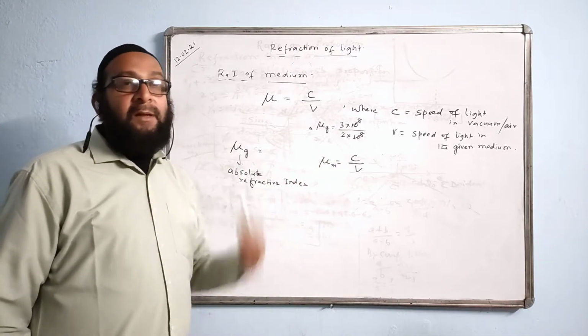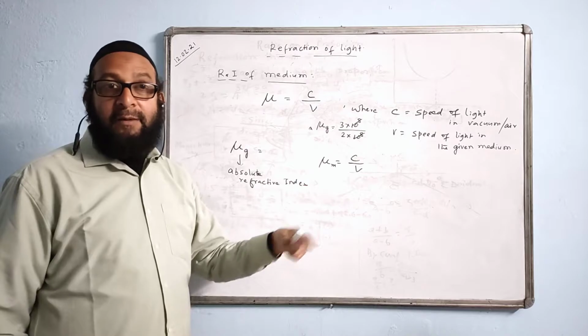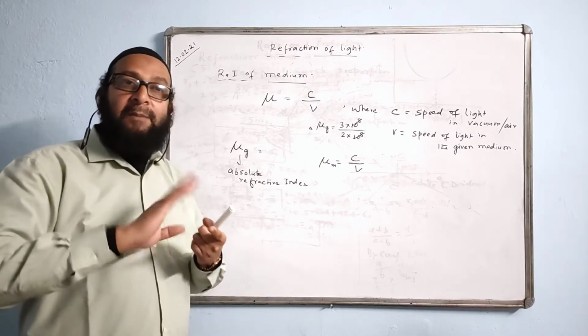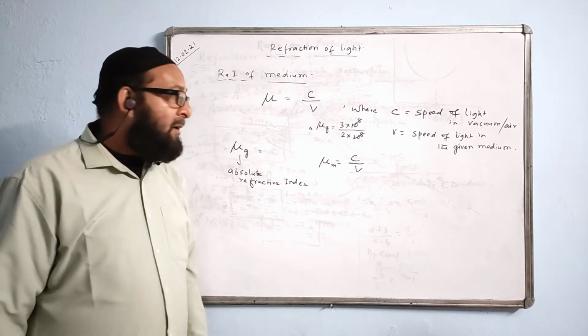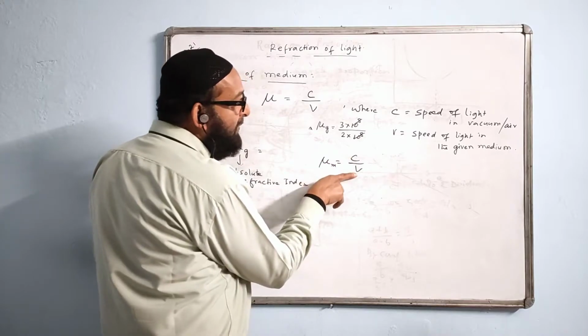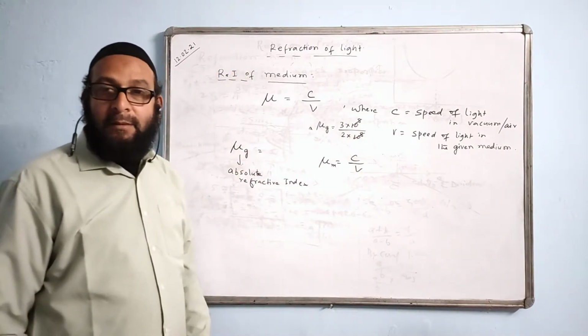Like 2 by 3, the answer will come less than 1. But if I have 3 upon 2, the answer comes 1.5. When the numerator is more than the denominator, your answer will always come more than 1. Anything but more than 1 will come. So that is the idea. Since C is always greater than V, the value is always greater than 1, it cannot be less than 1.